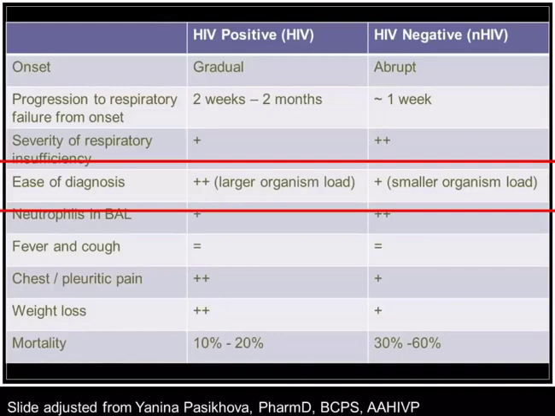Again, another great graphic. I'm obviously not the only one who thinks in table format. When you compare and contrast PCP in an HIV positive patient versus an HIV negative patient, there are a couple of key things. Ease of diagnosis: in an HIV patient you have a large amount of PCP, so your bronch will be positive, whereas in an immunosuppressed patient you might have a harder time if you don't have a high sensitivity lab.